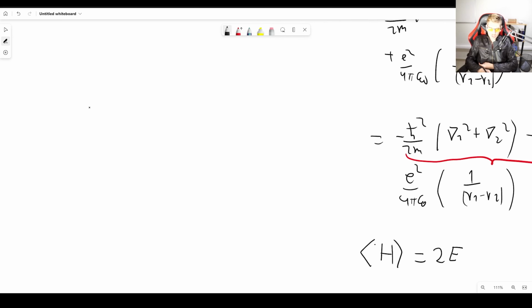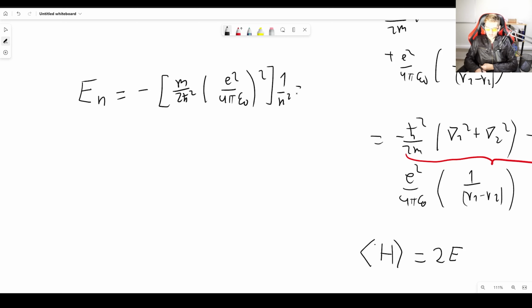Well, what is the energy of a hydrogenic atom, but with Z protons? Let me quickly remind you of the formula for the hydrogenic atom energy. This was E_n, this was minus m, the same logic as in the previous video, but with Z instead of 2. So m divided by 2 h bar, and then e squared over 4 pi epsilon 0, squared, times 1 over n squared. And of course, this is the same as E1 over n squared. However, we are in the case n equals 1, so, bye-bye.